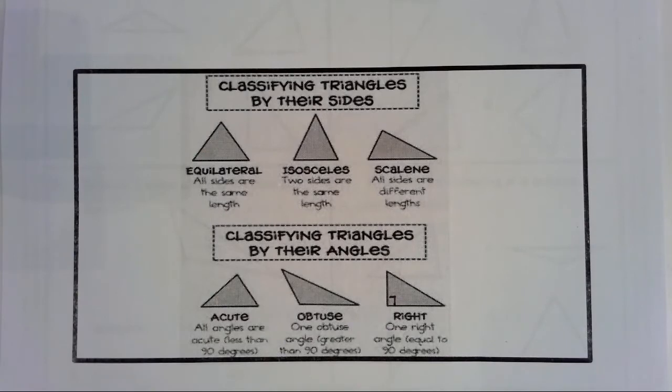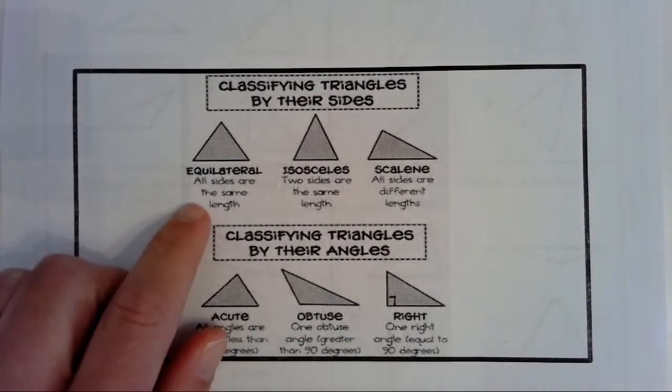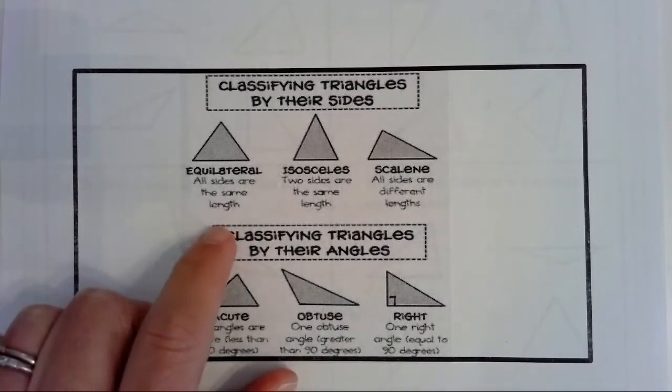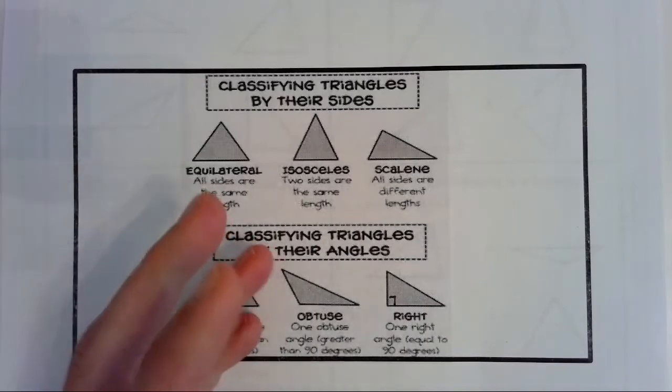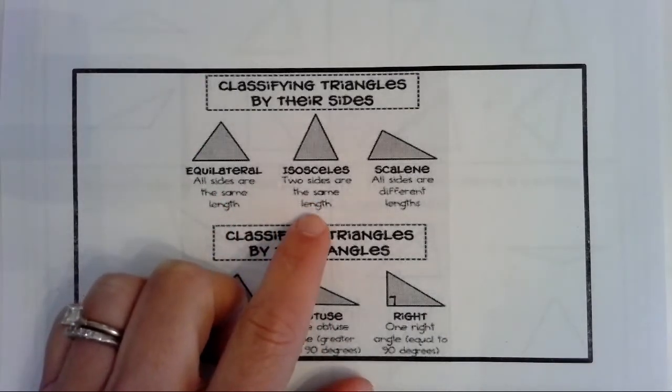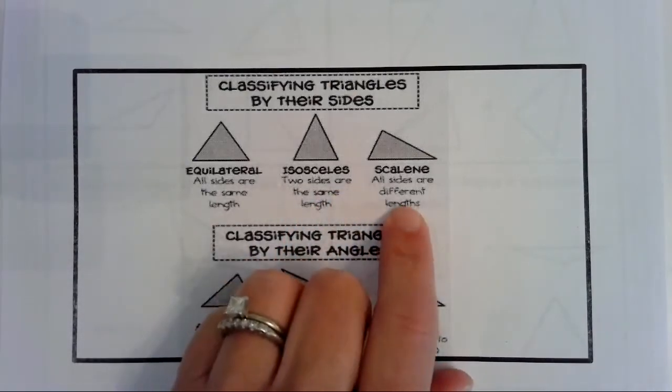Okay, so taking the information that we learned from our song, that was so fun, and maybe you even want to go back and watch it again. We can classify triangles in two ways, by their sides and by their angles. So if we're classifying triangles by their sides, we have the equilateral triangle, where all sides are the same length, equal sides, equilateral. Isosceles, we have two sides that are the same length. Scalene, all sides are different lengths.